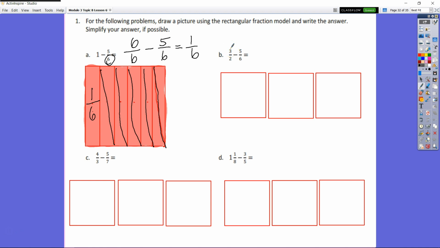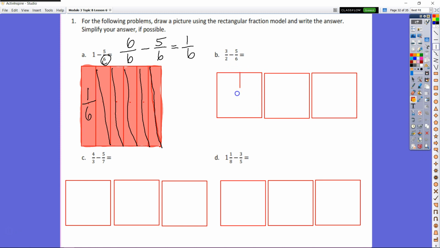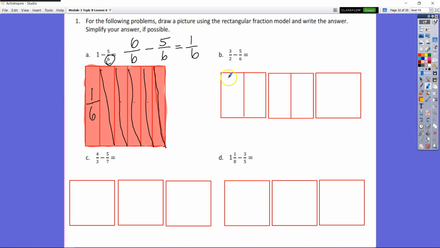All right, so for B, it's a little bit different here. We have an improper fraction, meaning that it's greater than a whole. So we have 3/2 minus 5/6. We know that 3/2 is going to be equal to 1 whole plus 1/2. So let's take a look at this. We had our 3 halves. That's 2 halves. That's 4 halves. And we will shade in. This is more like what we did in class. So we know we have 3 halves shaded in.